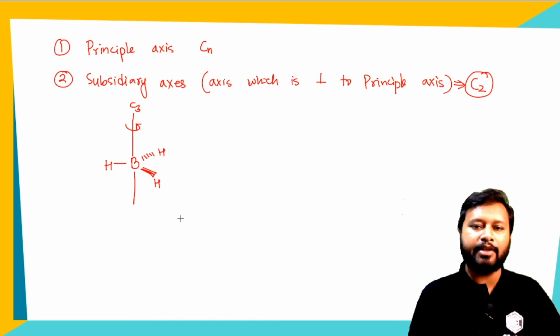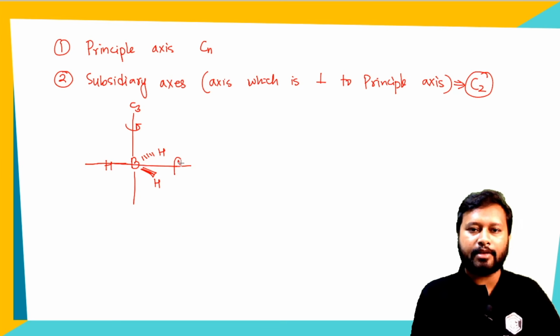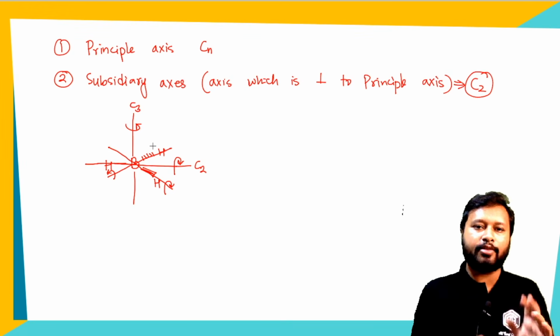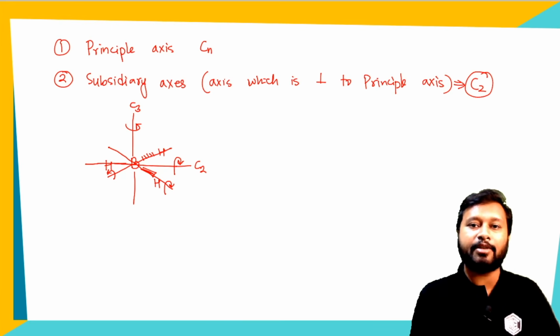Now look for the subsidiary axis. The subsidiary axis should be perpendicular to this. Is there any perpendicular axis to this? Yes, there is a perpendicular axis, which is this, and this is a C2 axis, which is going to replace these two hydrogens from their place. Similarly, you have one more C2 axis which is going to replace these two hydrogens, and similarly this C2 axis which is going to replace these two hydrogens. So by now, I hope you understood what is the principal axis and what is the subsidiary axis in short.